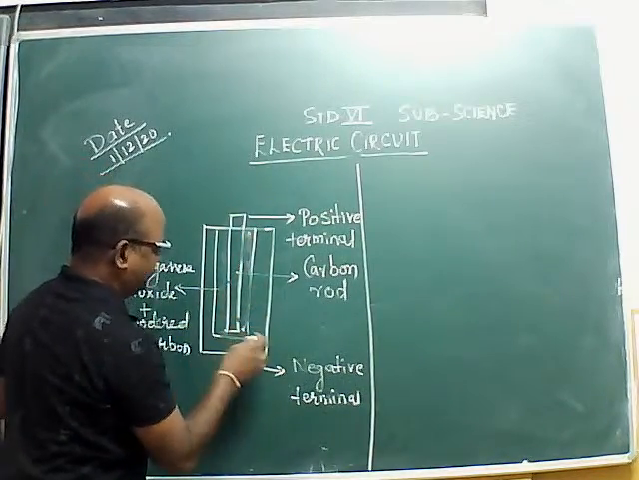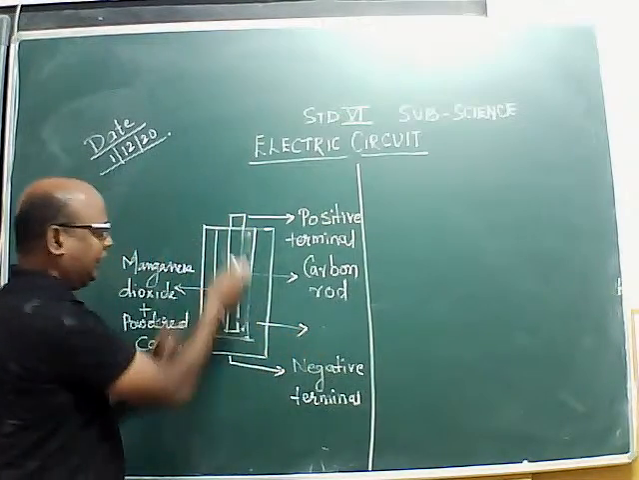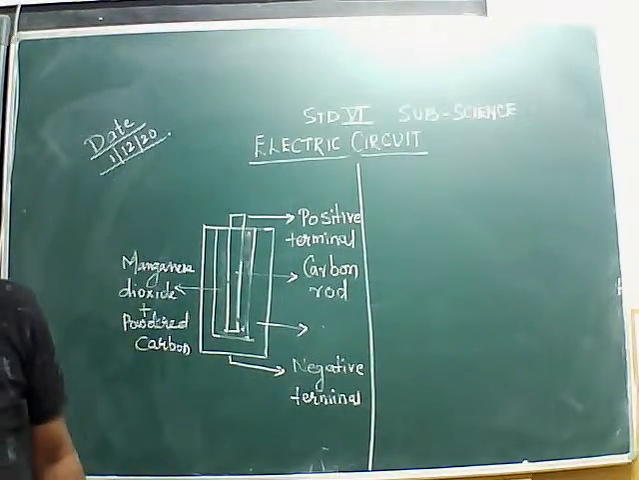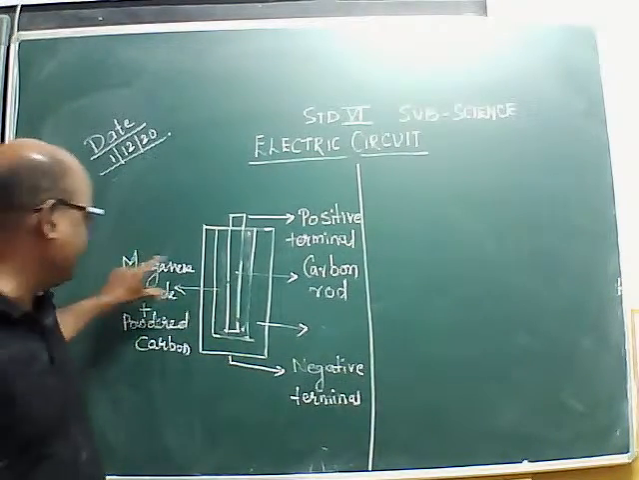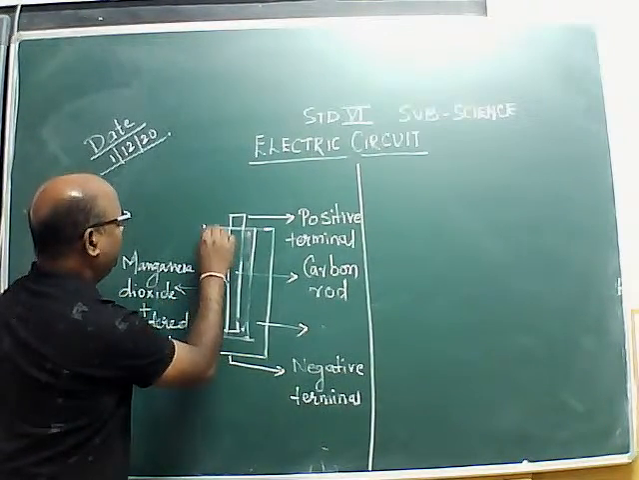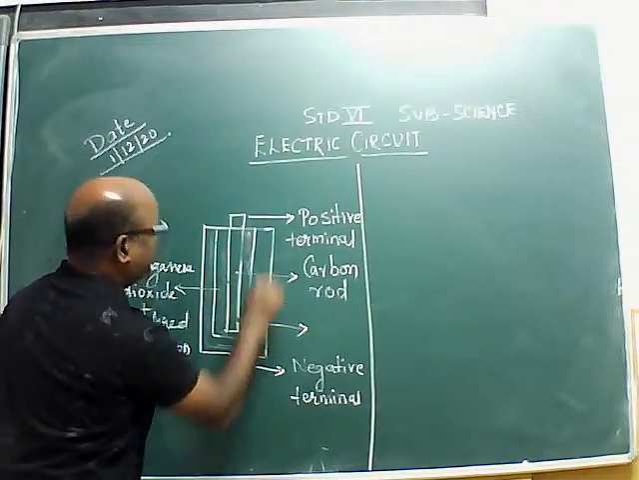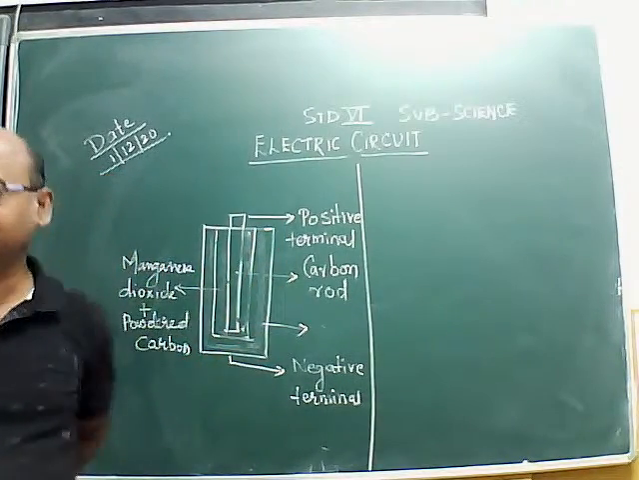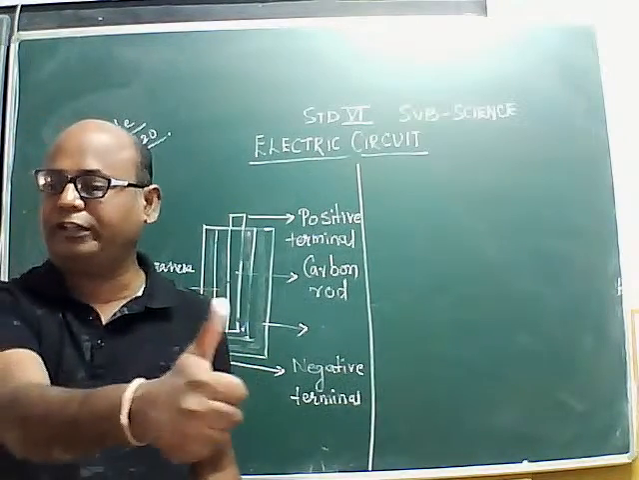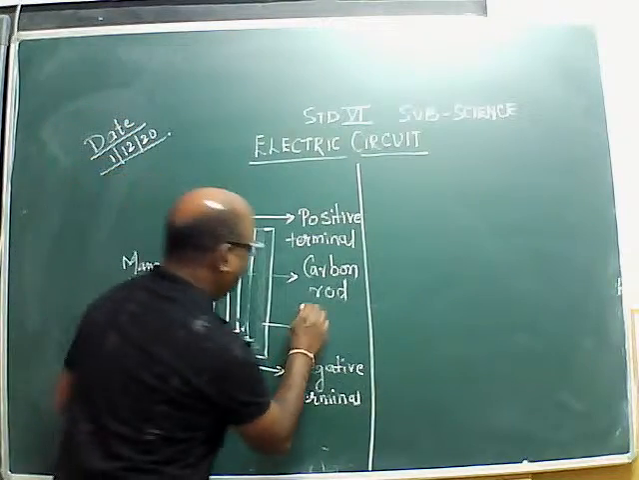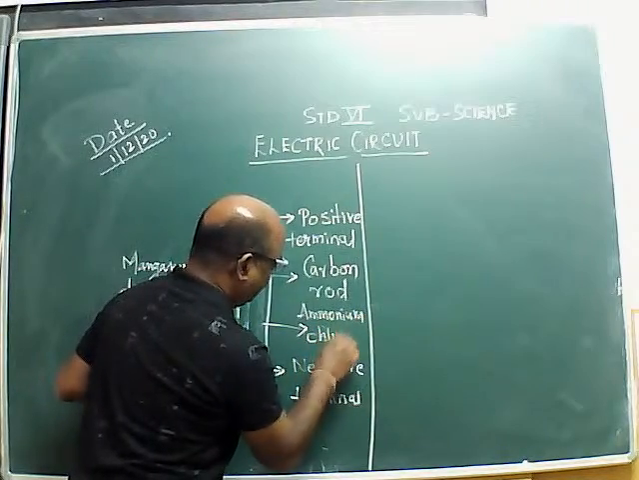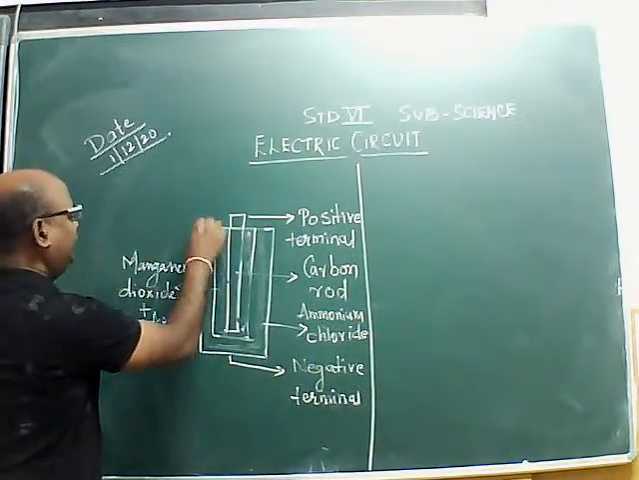After that, there is one more chemical paste inside the outermost case. What is that? After that, here we will find another paste of chemical. What do we call that? Ammonium chloride. Santosh, you have a very correct answer. Very good, beta. That is a paste of ammonium chloride.